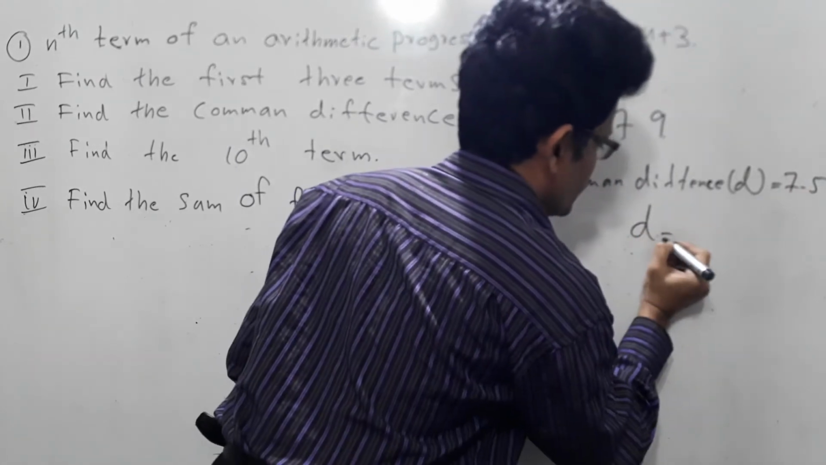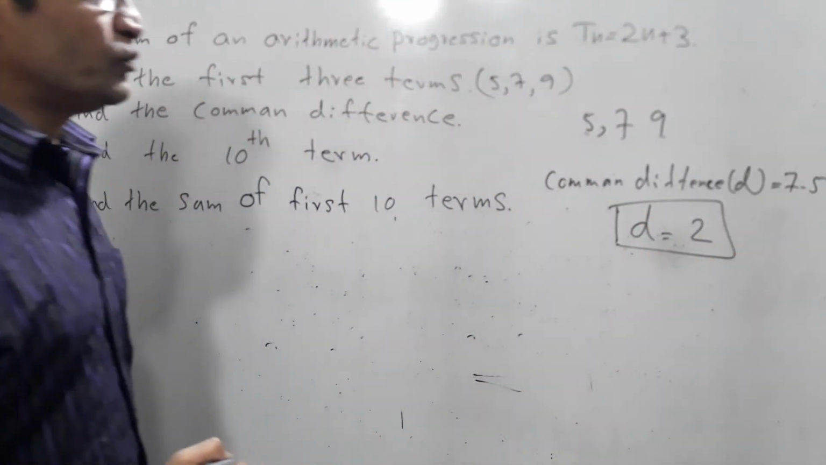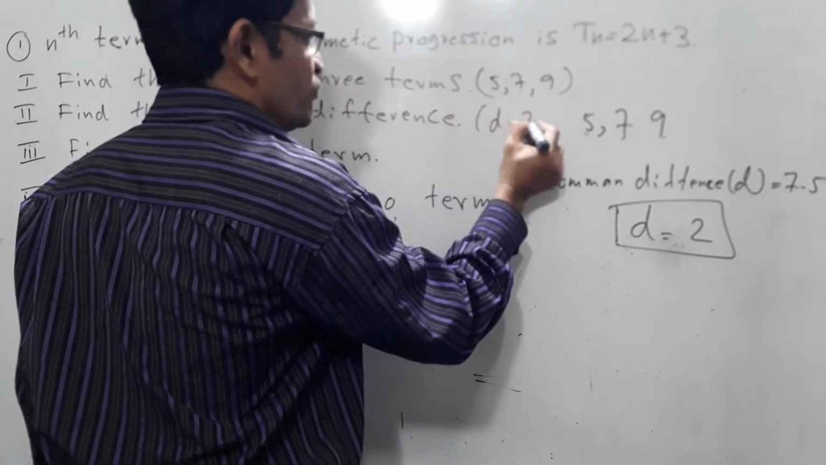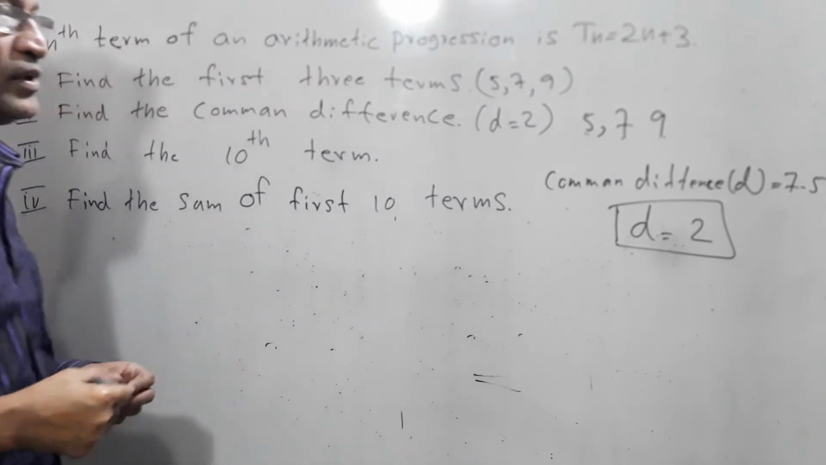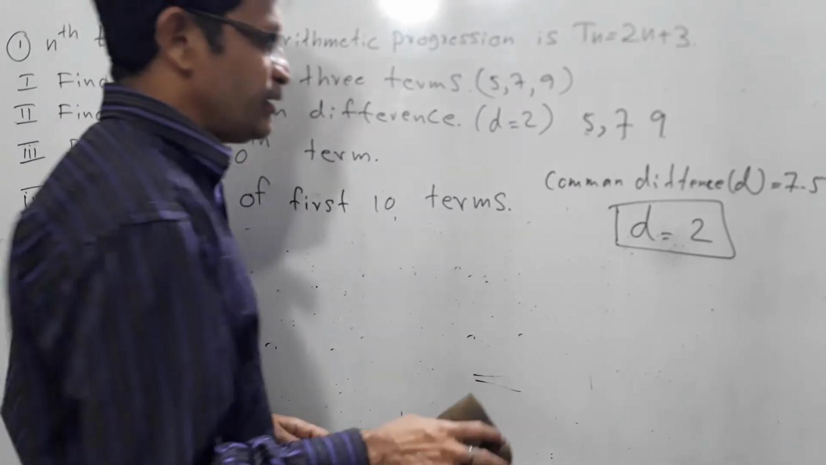So d equals 2. We found the common difference d equals 2. Clear? Here we got d equals 2. Then they ask what? They ask the 10th term.